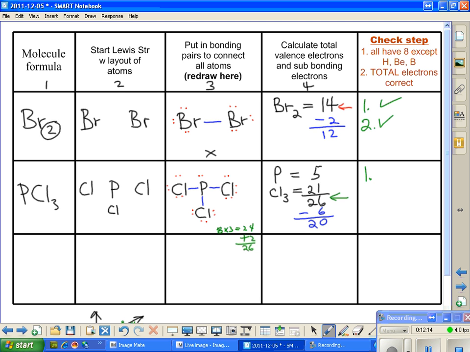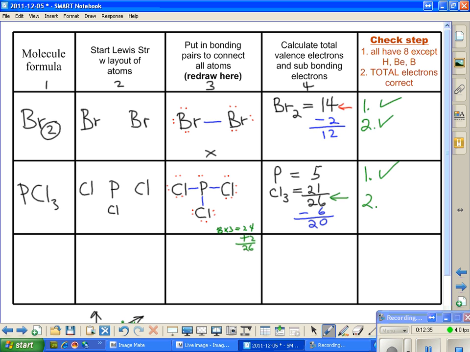Oh, we got to look at one more thing. Does phosphorus have 8? Phosphorus has 3 blue lines for a total of 6. It's 2 electrons for each blue line. And then we have the 2 red. So that's 8. So we can check this number 1 off. We did that right. And now let's do number 2.